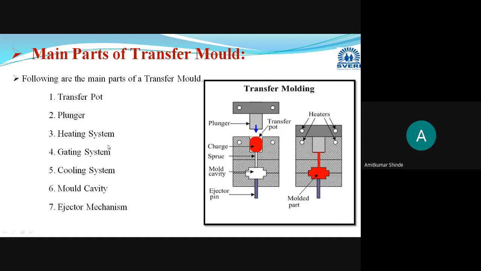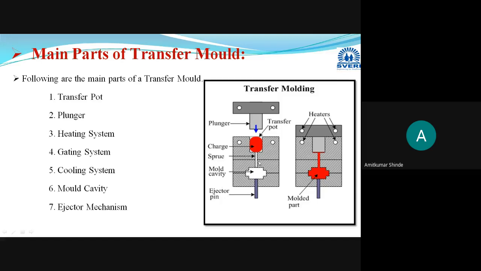The next part of the transfer mold is the gating system. The function of this gating system is to transfer the charge or preform from the transfer pot to the mold cavity. From this transfer pot, the charge or raw material is transferred into this mold cavity, and this is termed the gating system. The gating system may consist of a sprue, or gate and runner, or sprue, runners and gates. Any combination you can use. Generally, we use either sprues or gate and runners.